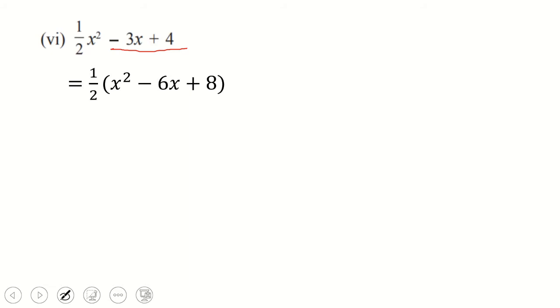You can see the first term is 1, nothing is seen means 1 here, and here 8. So 1 into 8 is 8. So 8 you need to factorize in such a way that the sum should be 6. See the middle term. And why are we going for 6? Because the last term sign is positive, so we are going for addition.